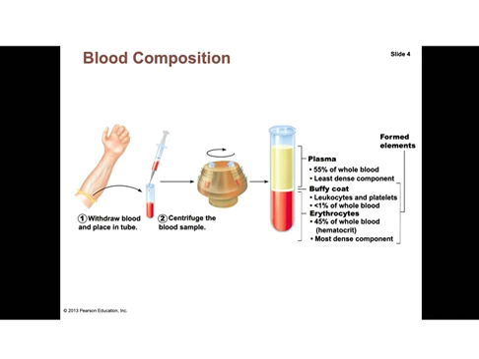The hematocrit is the percent of the whole blood that is made up of formed elements, okay? So it's a measure of the oxygen carrying capacity of the blood. The higher your hematocrit, the higher your oxygen carrying capacity, the higher the blood's viscosity, okay?